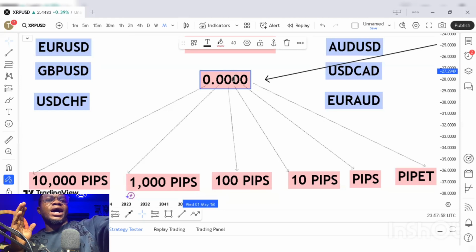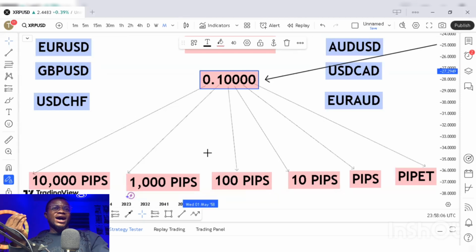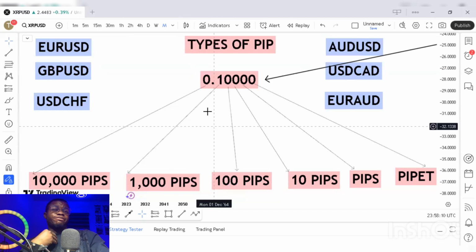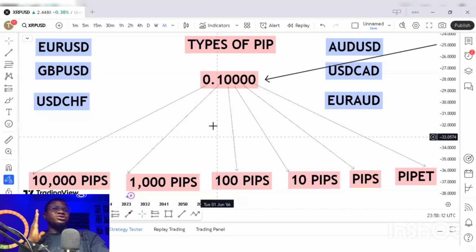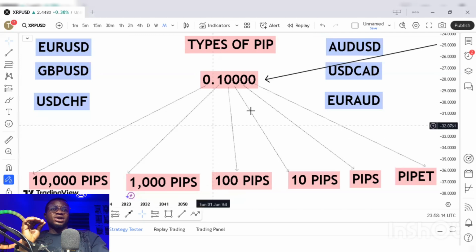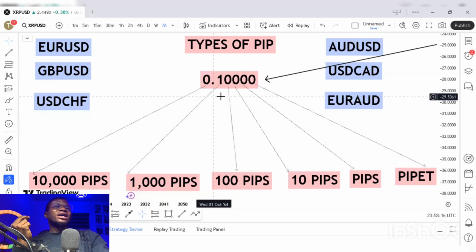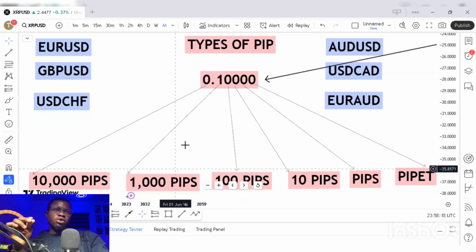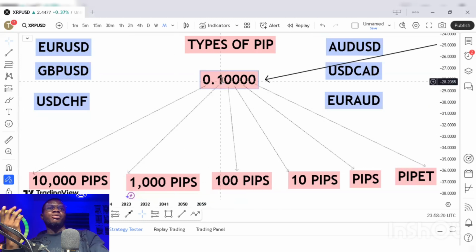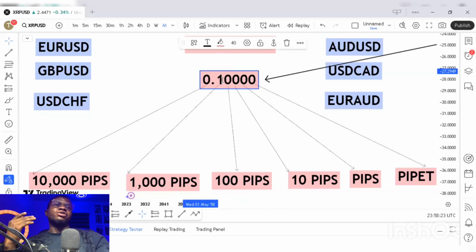Same thing applies to the first number after the decimal point. The first number after the decimal point is known as the 1000 pips move. So in the types of pips, the first number after the decimal point is your 1000 pip move. If this number should add up or reduce, that is a 1000 pip move.